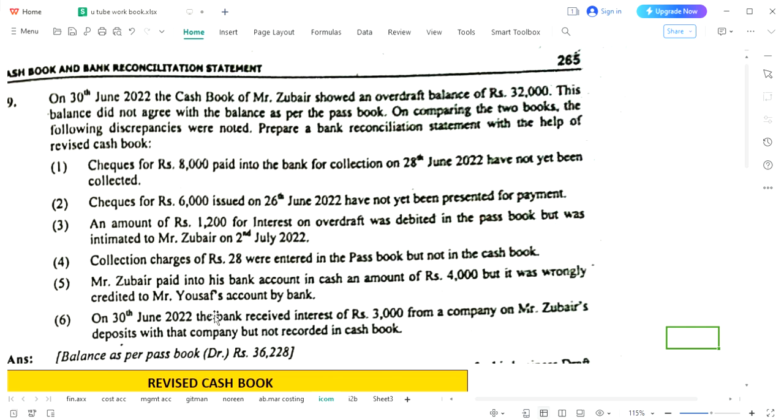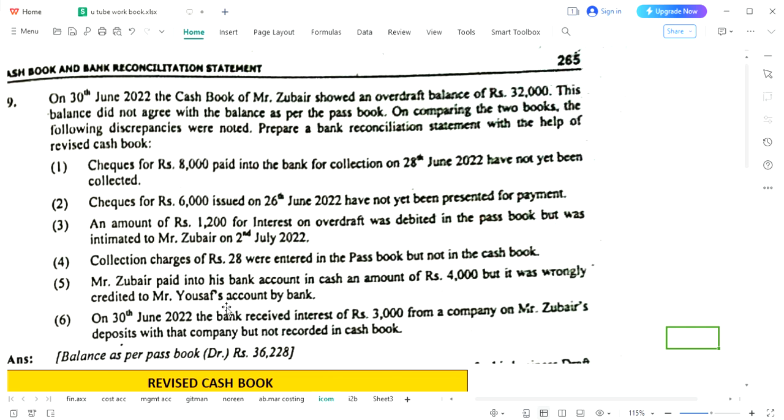So whatever had happened to Yusuf, as I have said, we will not be rectifying it. We are concerned with Mr. Zubair. Now again, I'm repeating it. Zubair had deposited an amount in the bank. Zubair was supposed to debit the bank account, and as opposite, the bank should credit the name of Zubair. But the bank had not given credit to Zubair.